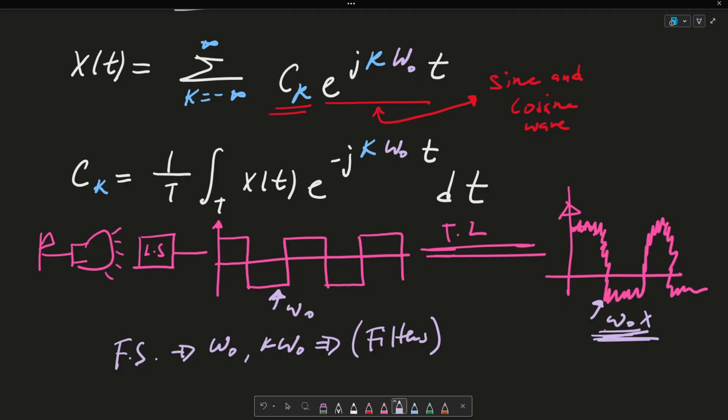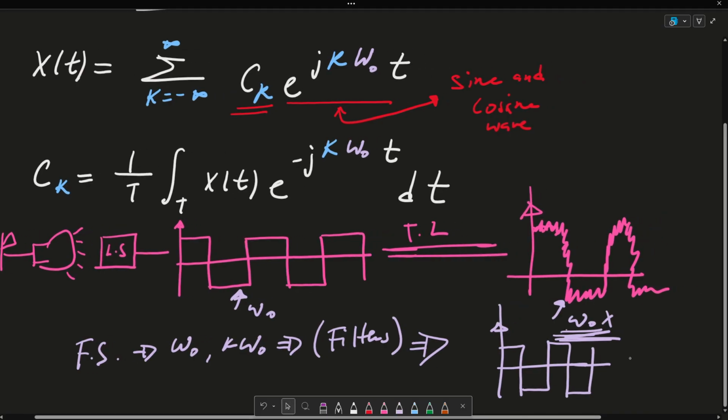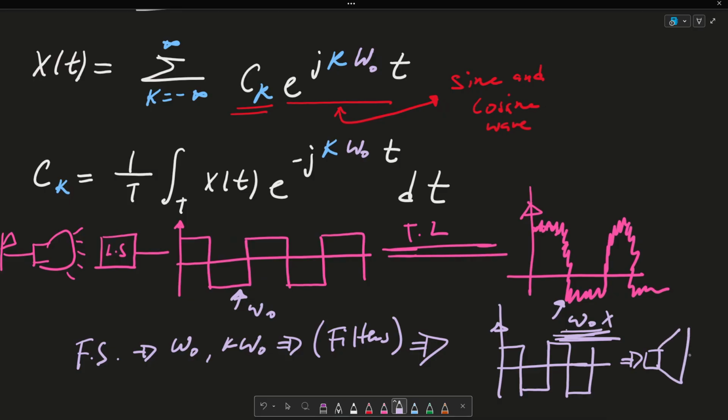Or you could say let only the fundamental angular frequency pass through and get rid of all the other frequencies. That's what I mean by filter out. And as a result, when you filter those frequencies out, you're going to get back your nice looking square wave as a function of sines and cosines, or this complex exponential added up together. And you can go ahead and connect this to maybe a speaker, and you're going to get a nice signal.